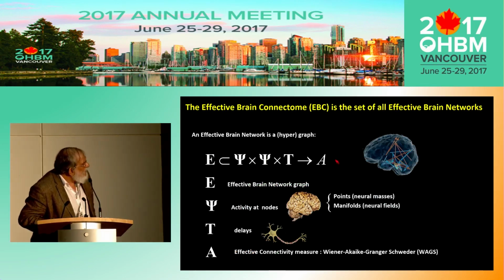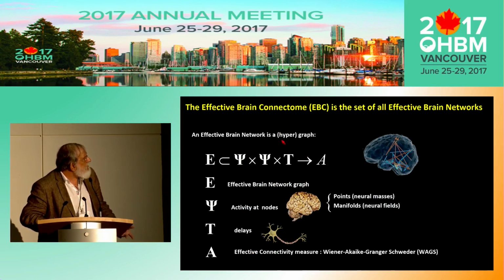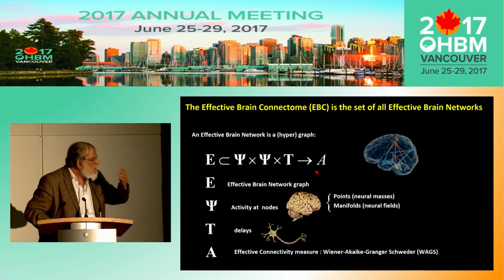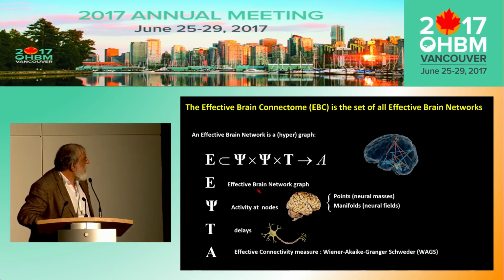Now, I have a formal definition. I threw this out at the brain connectivity workshop of what the effective brain connectivity is. And for me, it's a graph, but a special type of graph. It is the set of all possible activations. This is the Cartesian product. We're looking at all pairs, plus delays. And that maps onto a measure of information flow. And Daniel has expressed this. Now, this would be then the effective brain network graph.